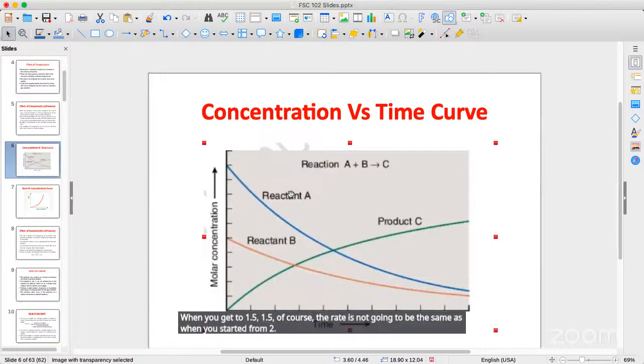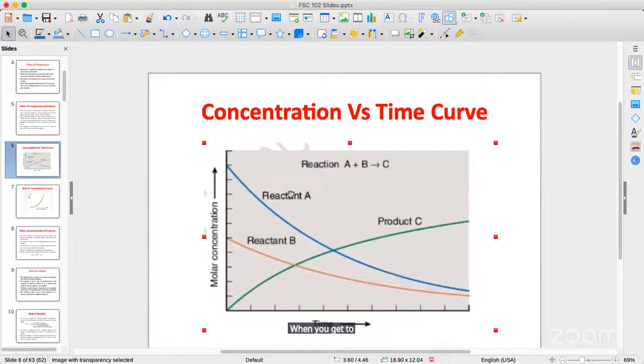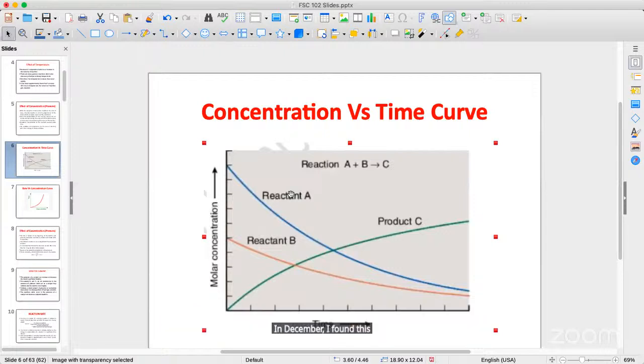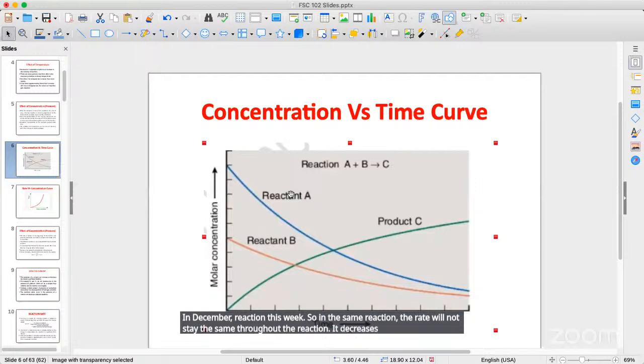When you get to 1 molar, the rate is also not going to be the same as when you were at 1.5, in the same reaction vessel. So in the same reaction, the rate will not stay the same throughout the reaction. It decreases as the reaction progresses, which is one of the reasons why reactions hardly go into completion.